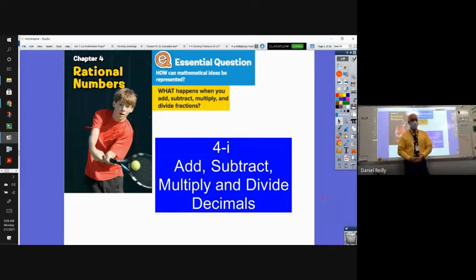You have learned all these before. This is not a 7th grade topic. It's not in your book because you learned it last year. Okay, so that means we're just going to quickly go through how you add and subtract and multiply and divide decimal numbers.